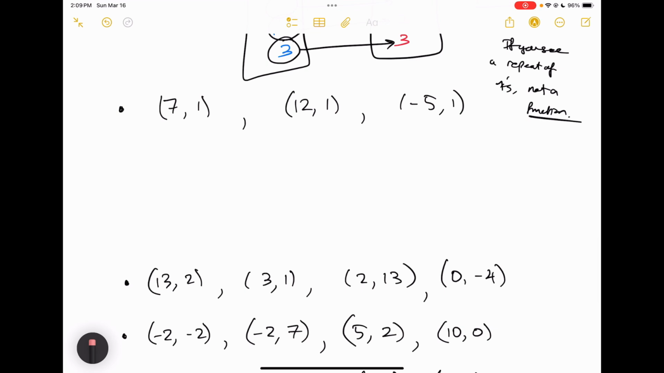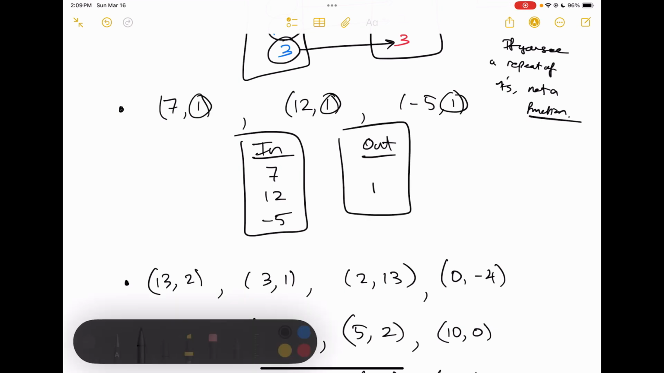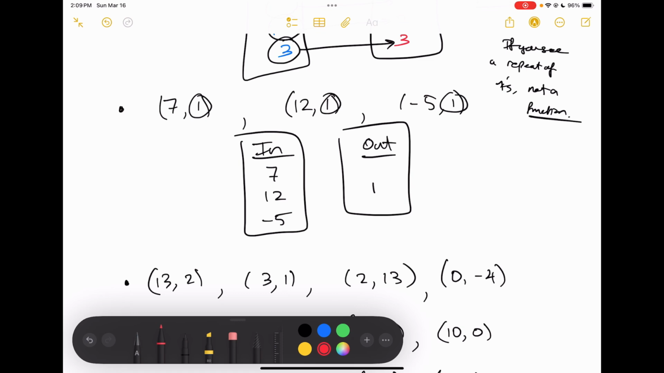This last one over here. I've talked before about a repeat of x's means it's not a function. But how about a repeat of y's? Well, let's find out. The inputs here, I've got 7, 12, and -5. But the outputs here have a very special case. I only have one kind of output, and that's 1. So is this a function?